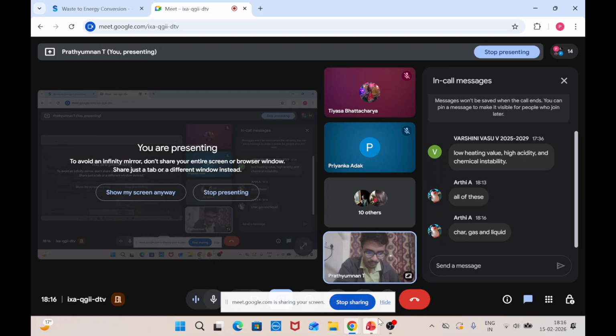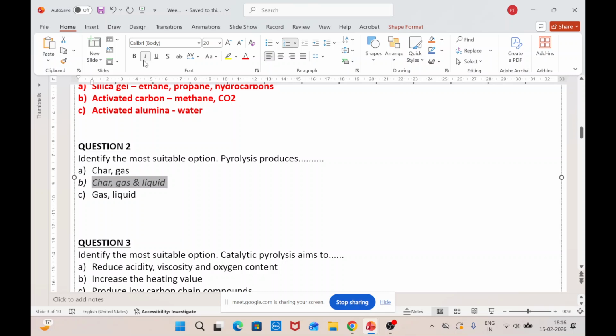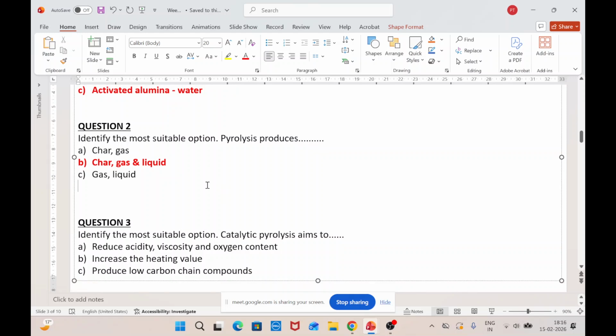Char, gas, and liquid. Yes. So, obviously, in case of pyrolysis process, the quantity of char may be less, but char will be present along with the gas and the liquid. In case of char, it will be solid carbon particles. In case of gas, it will be predominantly carbon monoxide and hydrogen gas. And in case of liquid, it will be bio oil.